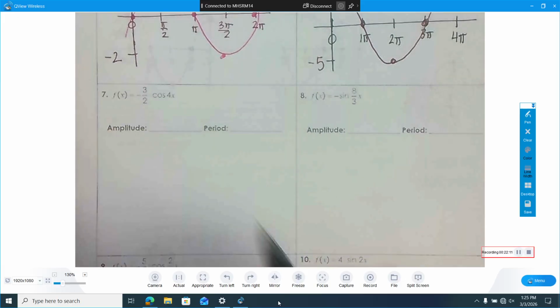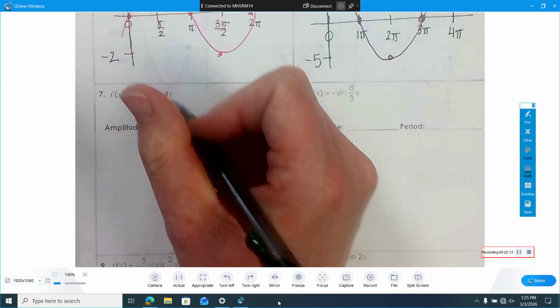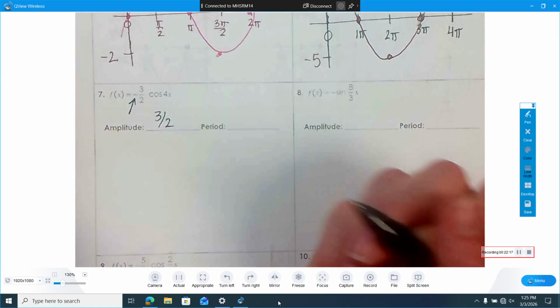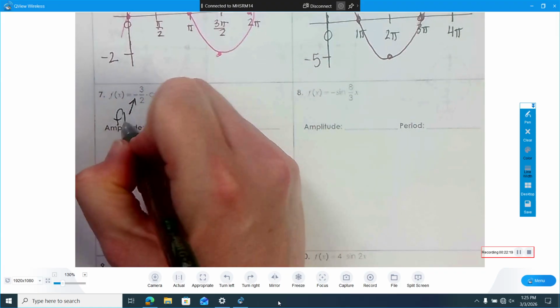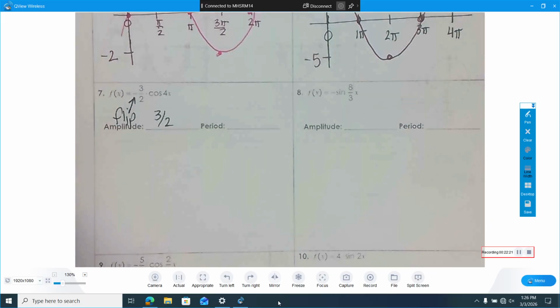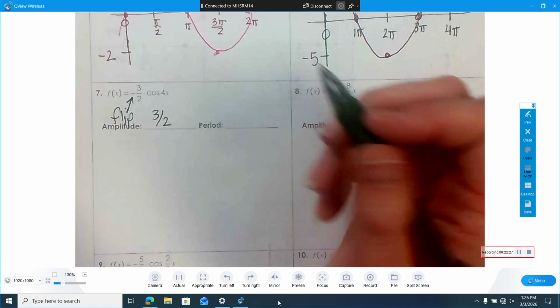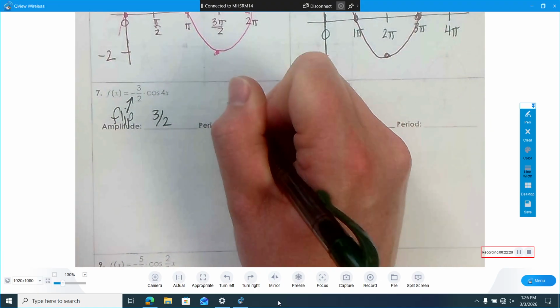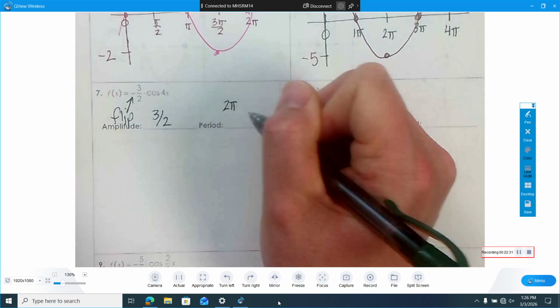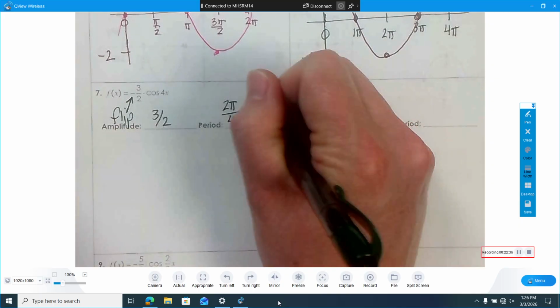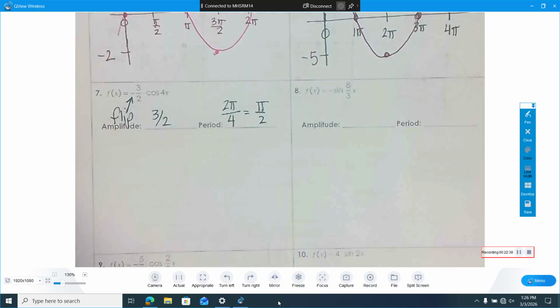Number 7, what's our amplitude? 3/2. And what's this negative do? It's going to flip it. So I want you to write that down. That negative is going to cause our graph to flip upside down. How do we figure out the period? 2 pi over 4, which becomes pi over 2, or 1/2 pi.